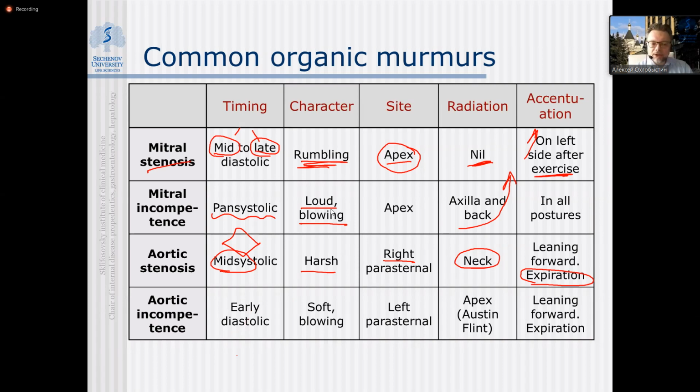Aortic incompetence, early diastolic decrescendo murmur, typically soft, blowing, very gentle. Location, typically left parasternal. Left parasternal means the accessory area, Botkin's area. I don't think that we have to discuss the Austin Flint murmur now because it's different. It's not the same as the murmur that we're discussing. Austin Flint is an extra murmur. We'll talk about it later. It's just something to which the basic murmur will be combined. It's an extra sign, an extra murmur. Same position, best heard at exhalation, and the patient should be leaning forward.